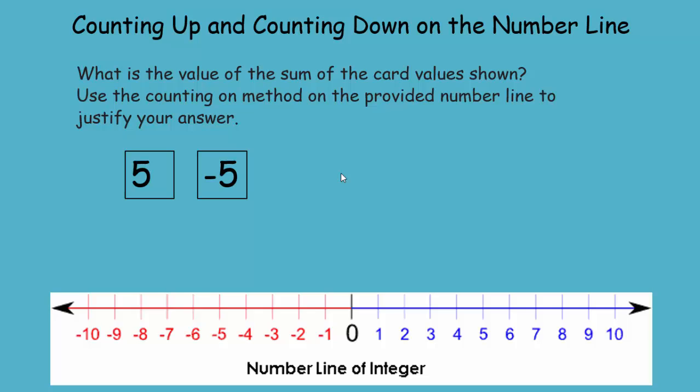This is a strategy New York State gives when we're starting to learn how to add integers. It says, what's the value of the sum of the card value shown below? Sum is just the result when we add. So that tells us they want us to take 5 and add a -5. Please make sure you put that -5 in parentheses. It just says that negative is attached to that 5. Put your plus sign between because we will be adding them.